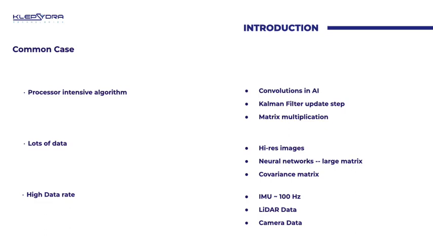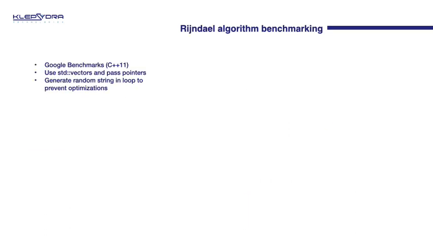In this particular case, we are going to focus on the processor intensive side, and we are going to show the benchmark we have done with the Rijndael algorithm. For that, we have used Google Benchmark, which is a C++ tool to measure the performance of certain processing algorithms. We will make use of the standard C++ objects in order to do the benchmarking. So in this case, std vectors, pointers, and randomly generated strings that will be encrypted.